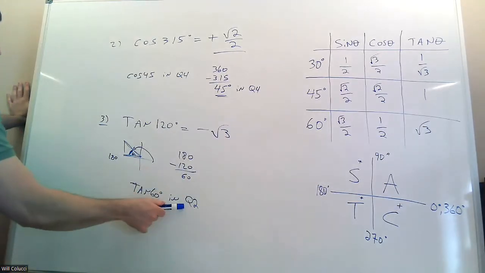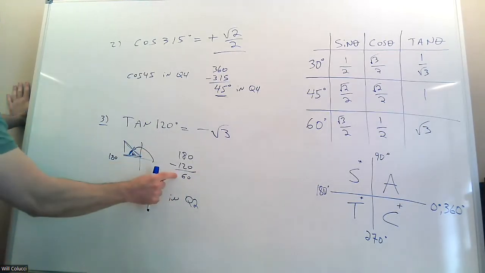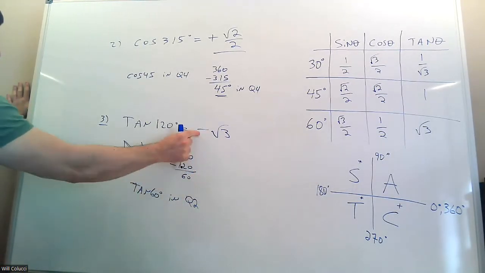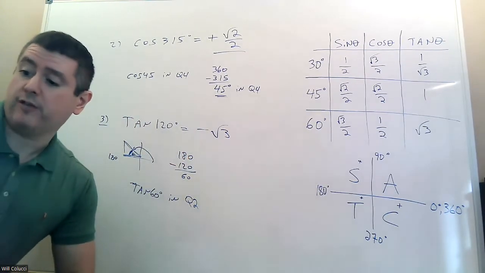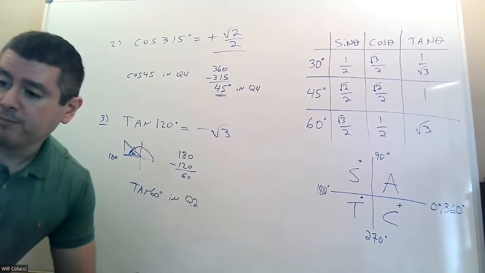Again, reference angle and quad give me everything. The reference angle tells me it's radical 3. The quadrant tells me that it's negative. That's all it tells you. So you just need those two pieces of information. All right, do a few more.